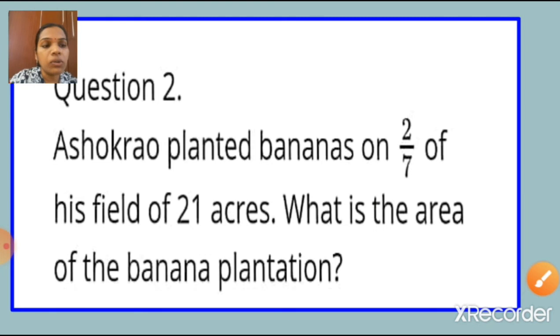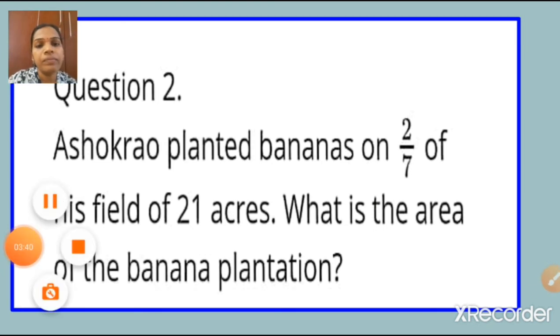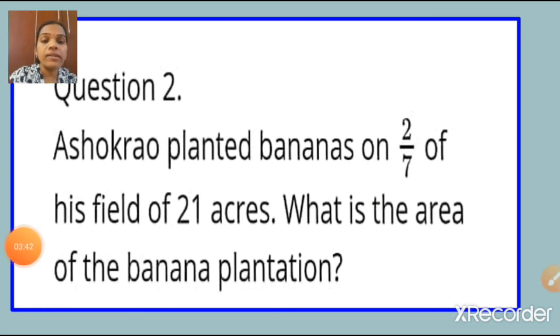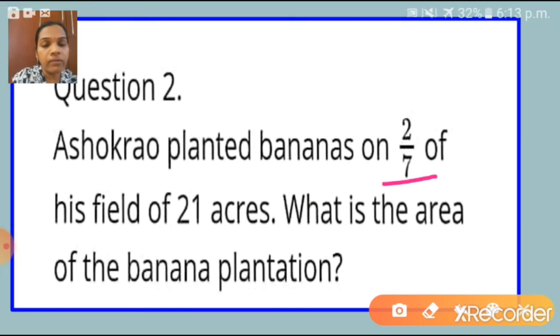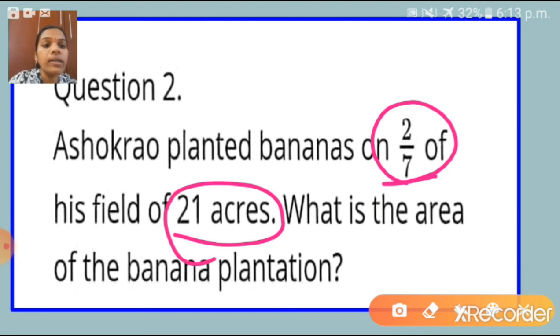So children, this is your question here. See. So children, see here, second question, that is the word problem. Ashok Rao planted bananas on 2 upon 7 of his field of 21 acres. What is the area of the banana plantation? So what is the area we have to find? For that, that fraction they had given.